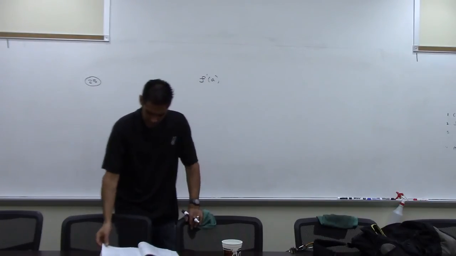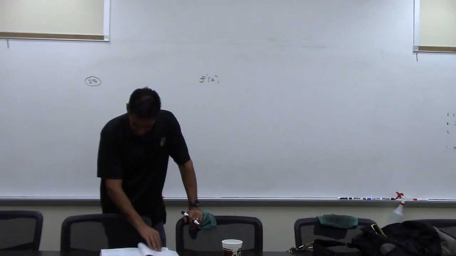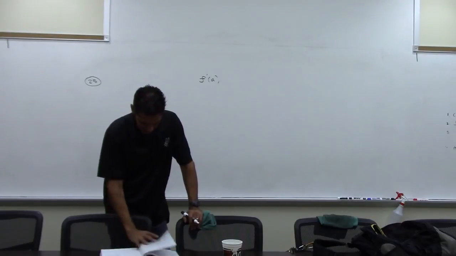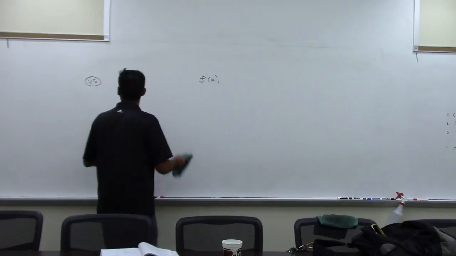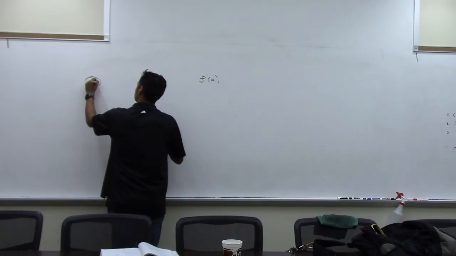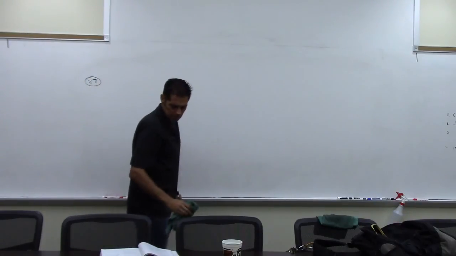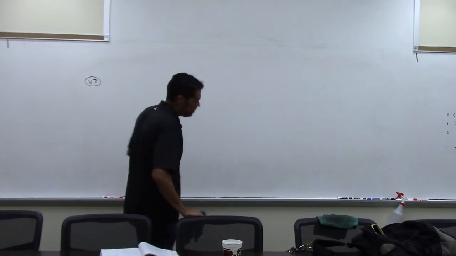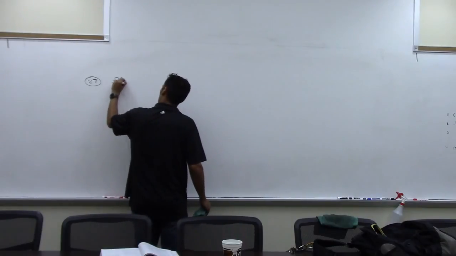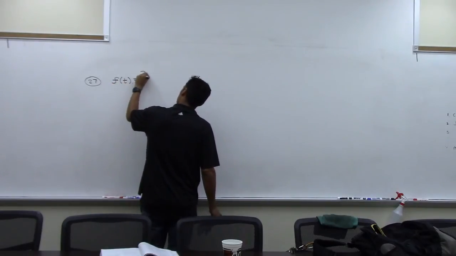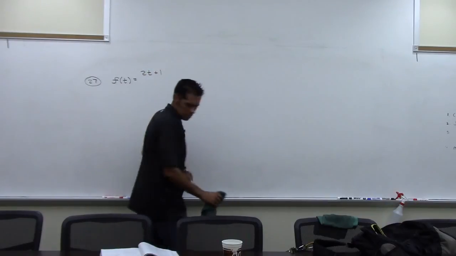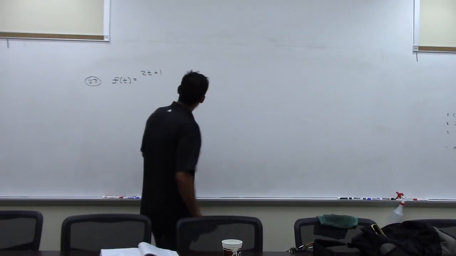Number 27. Let me see. 27 looks a lot like something I've done before, but yeah, I'm going to stick with it. I'm going to do it. 27. f of t equals (2t plus 1) over (t plus 3).